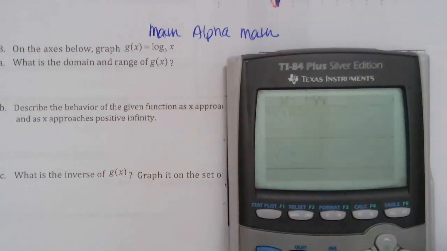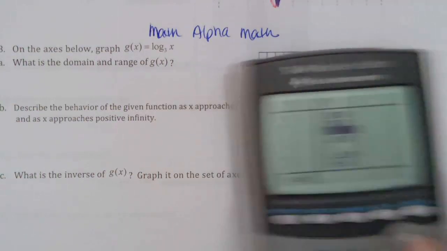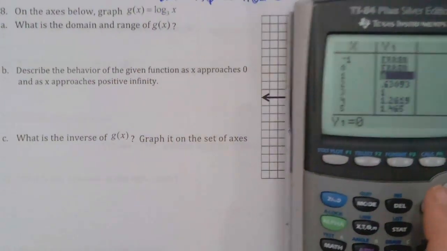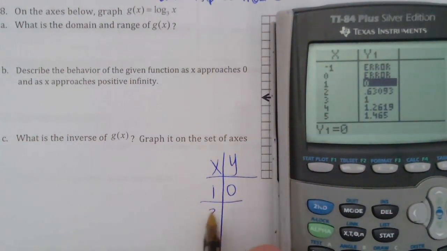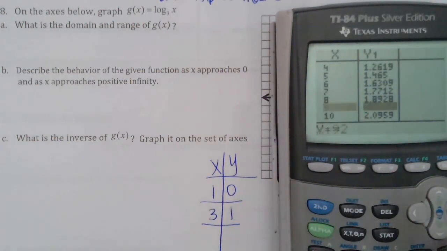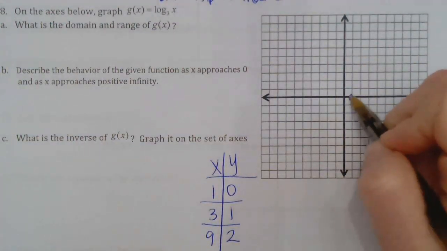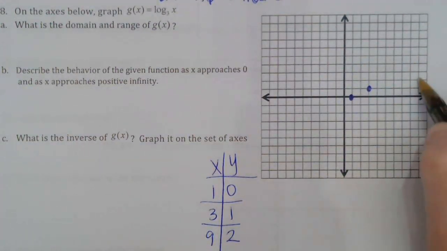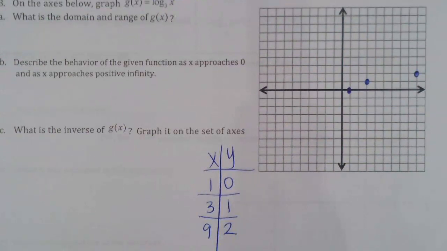When I go to my table, since my calculator is based off of x values, it's only going to give you integer x values. So let me write my little table down here. We have 1, 0; 3, 1; and as we stated at the top of the page, 9, 2. If I plot that, 1, 0, 3 up 1, and 9 up 2, in my mind, that looks like a square root. That's exactly what a square root function would look like.